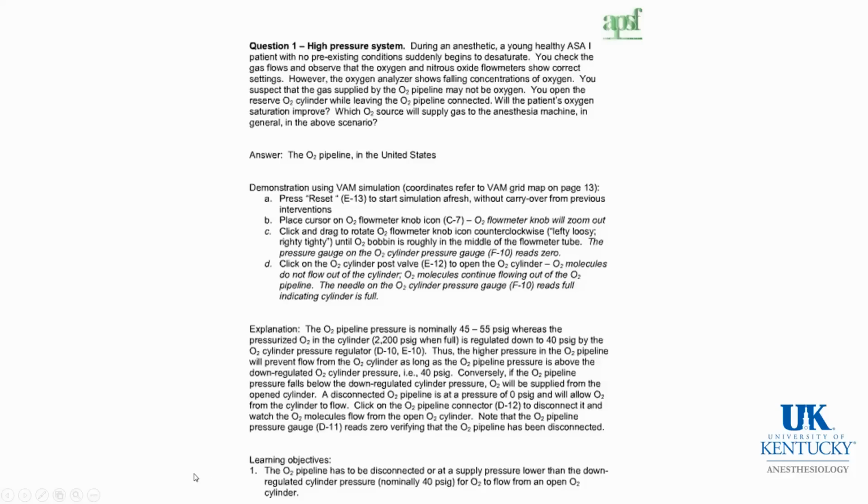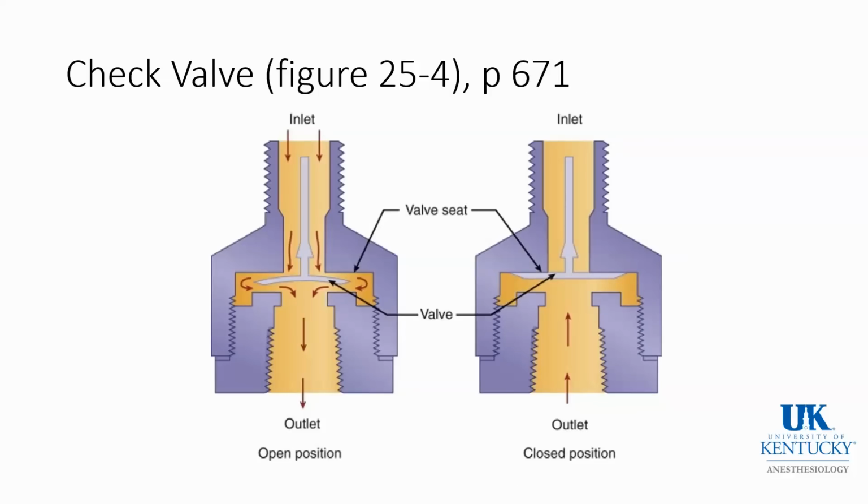The O2 pipeline has to be disconnected or at a supply pressure lower than the downregulated cylinder pressure, normally 40 pounds per square inch, for oxygen to flow from an open cylinder. So that is how the check valves and two sources of oxygen for an anesthesia machine work. And this is again the diagram of a check valve, which is designed to prevent gas loss from an oxygen cylinder on the back of the machine.